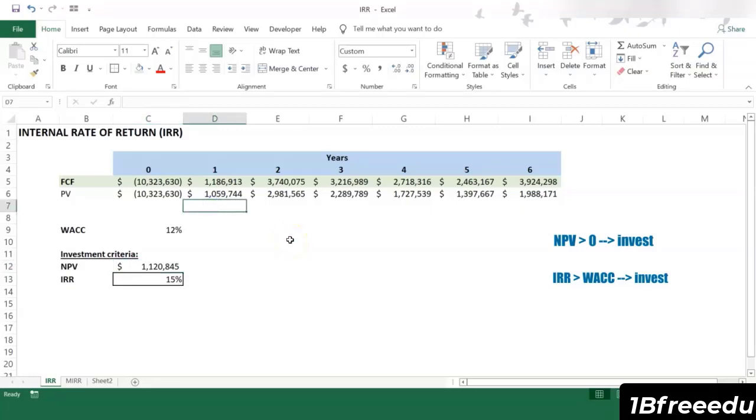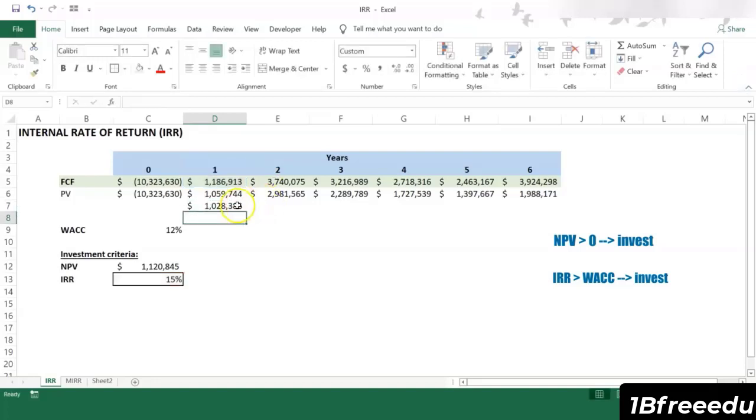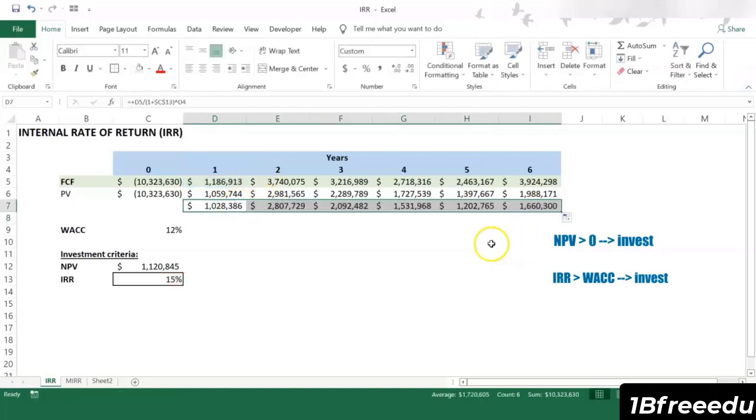So if we would discount all of our cash flows using this internal rate of return, we would get the following. The formula works the same. It's basically the cash flow of each year divided by 1 plus the rate to the power of the number of years. And we can copy the formula for the rest of the years. So the sum of our discounted cash flows is equal to our initial value.